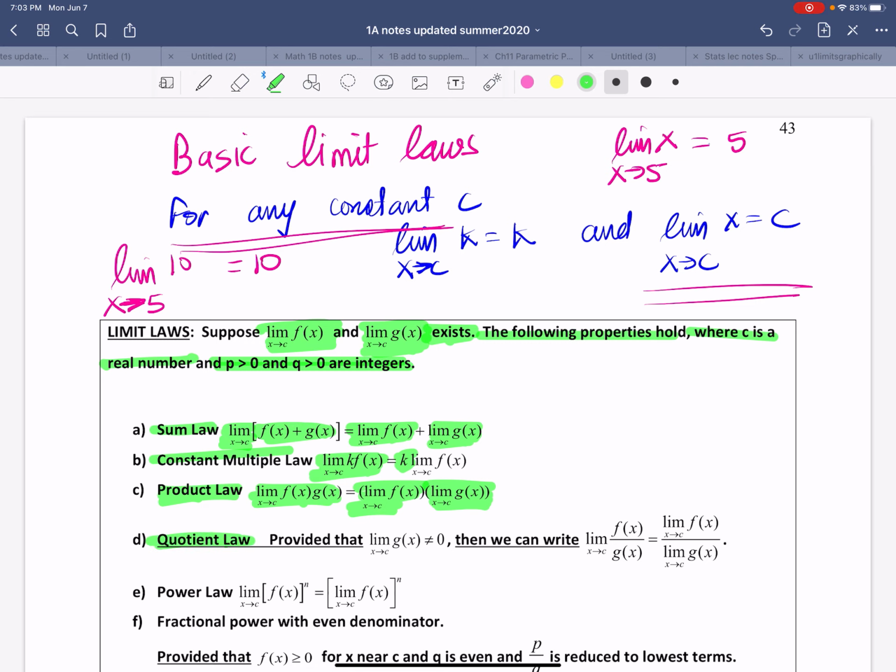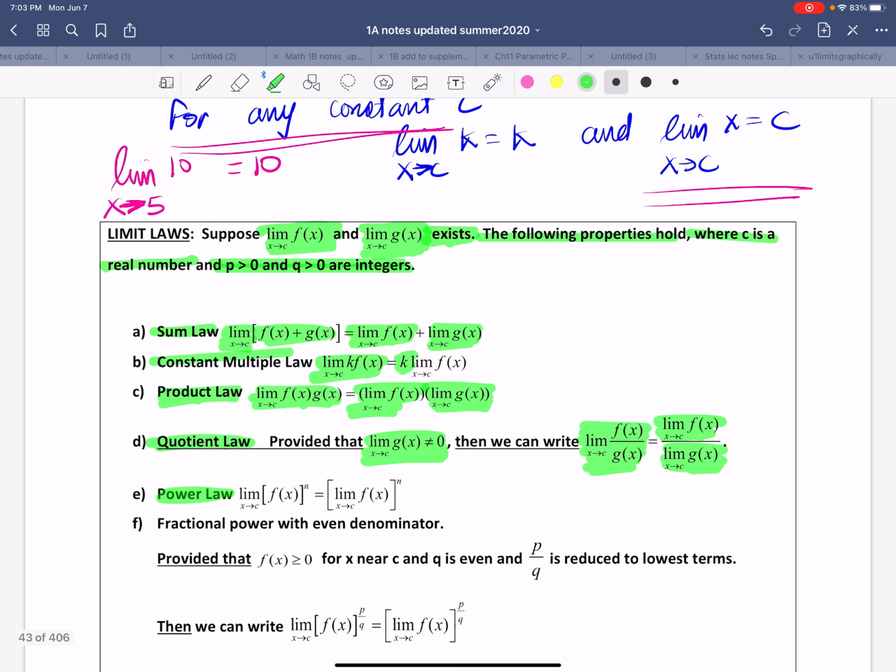Next, we have the quotient law. Remember, whenever we are talking about the quotient, we never want our denominator to equal 0. So the limit of g of x as x approaches c should not equal 0. The denominator should never ever equal 0 because that makes our function undefined. So if you're trying to find the limit of a quotient, we can find the limit of the numerator and the limit of the denominator and then find the quotient of those two limits.